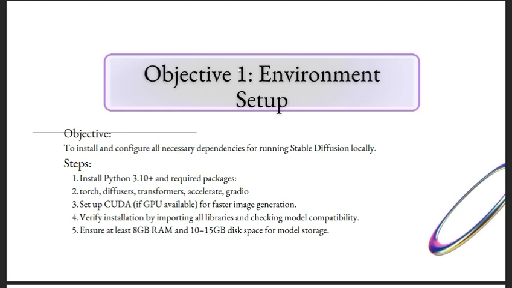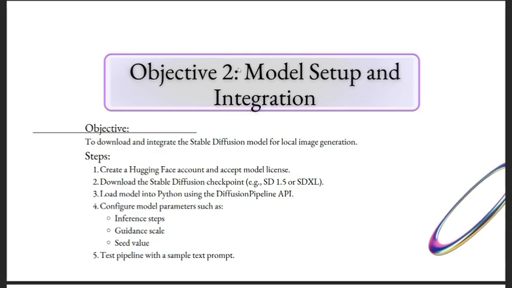Objective 1, environmental setup: to install and configure all necessary dependencies for running Stable Diffusion locally. Steps are: install Python 3.10 plus required packages, diffusers, transformers, accelerate, Gradio. Set up CUDA if GPU is available for faster image generation. Verify installation by importing all libraries and checking model compatibility. Ensure 8 GB RAM and 10 to 15 GB disk space for model storage.